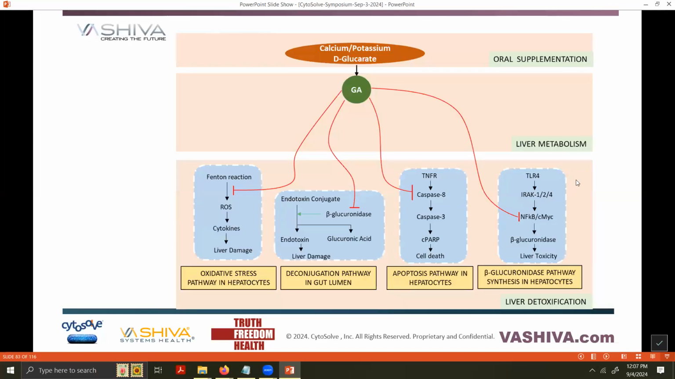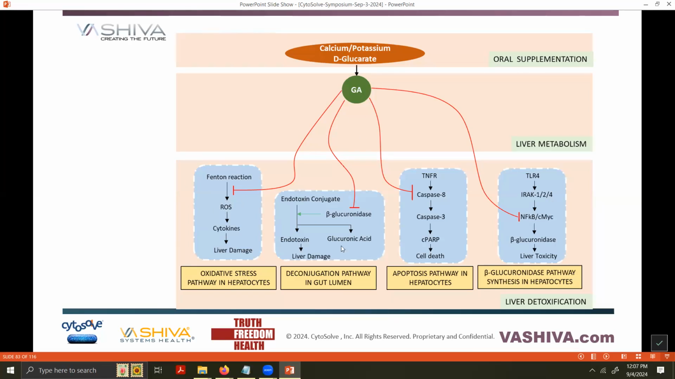And so this kind of brings it all together. We have a systems architecture of how exactly glucaric acid, which can be found in oral supplements such as calcium or potassium D-glucarate, once it goes into your body, metabolizes into glucaric acid. And it has 4 different mechanisms by which it helps with the liver detoxification processes. First being oxidative stress: it inhibits the Fenton reaction that leads to production of ROS.